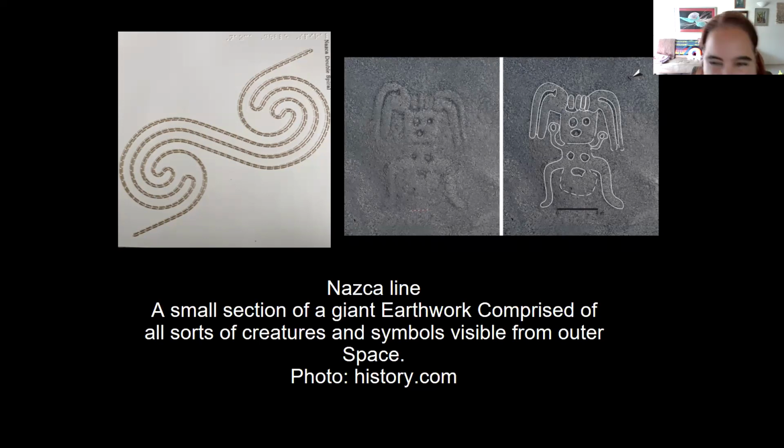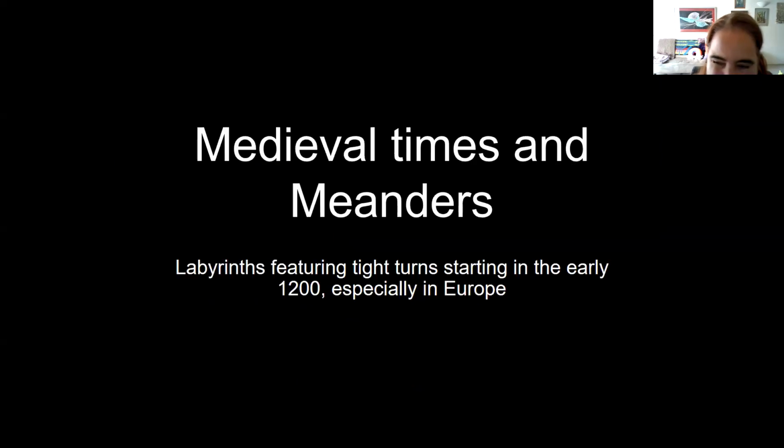The ones on the right are from history.com. This thing just blows me away. It's so huge, you can see it from outer space, apparently. And it's comprised of all sorts of creatures and things along this giant earthwork that's dug into the ground. And I think we're gonna move on to medieval times now.